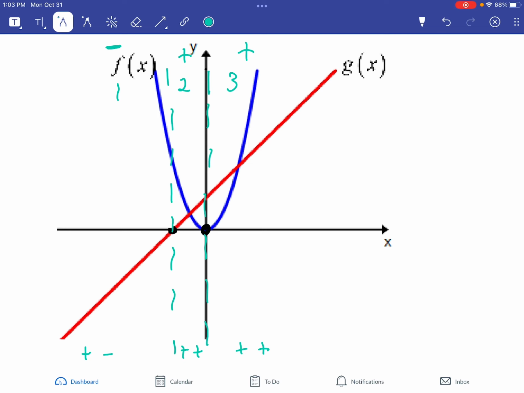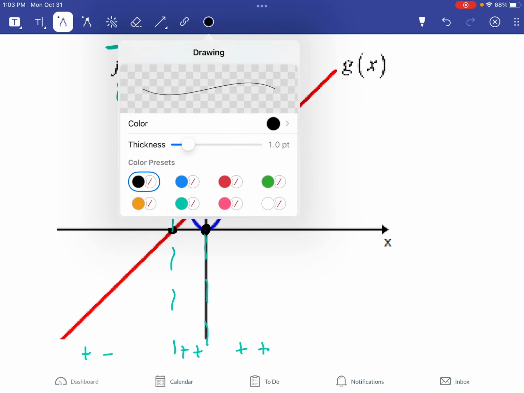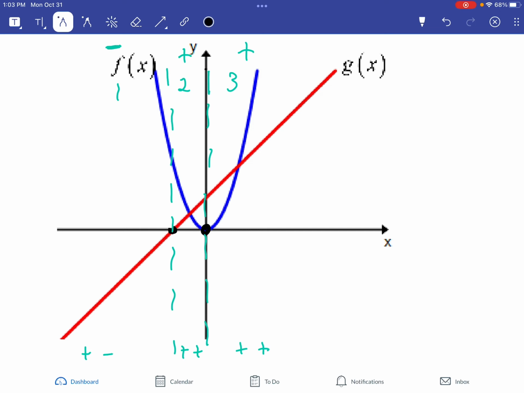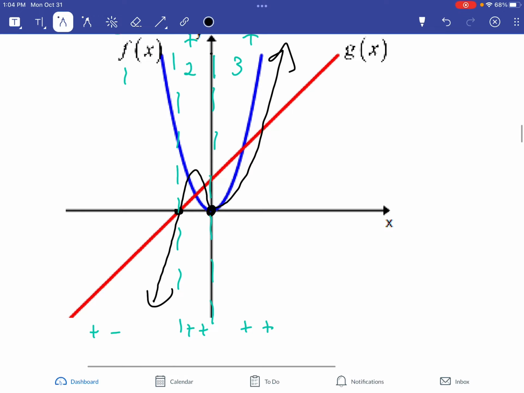Because we have 2 positives in a row, what that means for our graph is that it's going to bounce. So it's going to start negative. It's going to go through the first point, go back down to the next point, but then it's going to bounce up off the point. It's not going to go through and go down because it's in the positive region. And that's it. That's all you got to do.